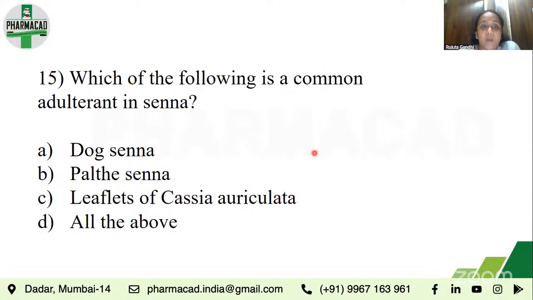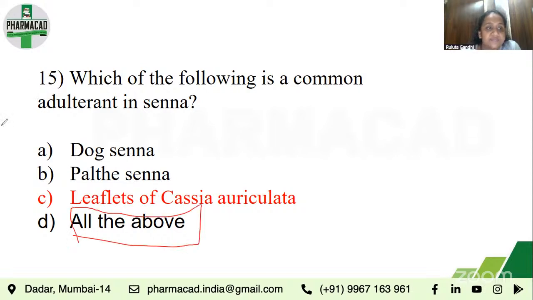Which of the following is a common adulterant in senna? Is it dog senna, Palthe senna, leaflets of Cassia auriculata, or all of the above? So answer to this is actually all of the above. Sorry, it's D. I have mistakenly ticked it, but answer to this is D. That is, all of the above are common adulterants to senna. Okay. Please note this that this is the answer. I will just highlight it. By mistake, I have marked it. Answer to this is D.